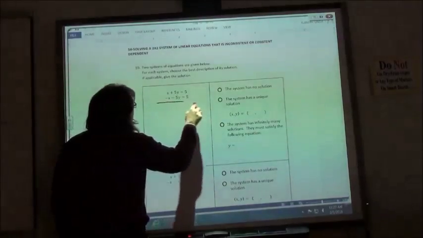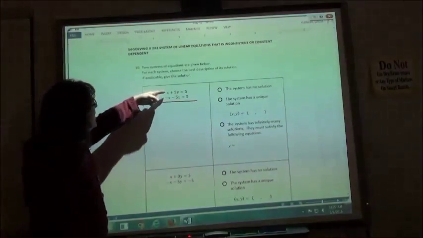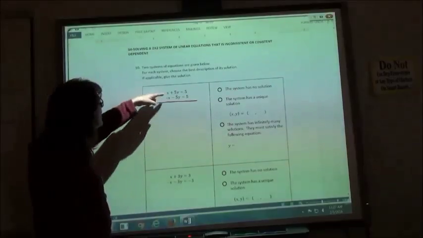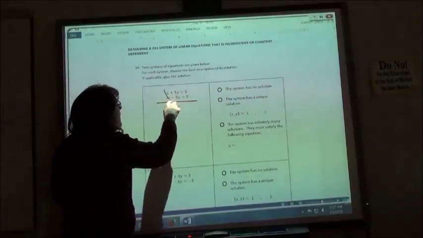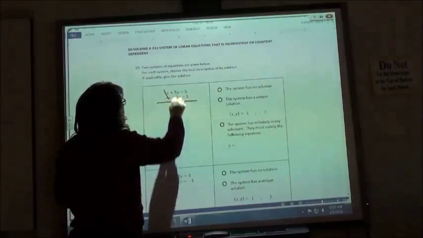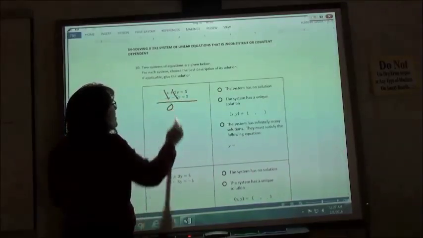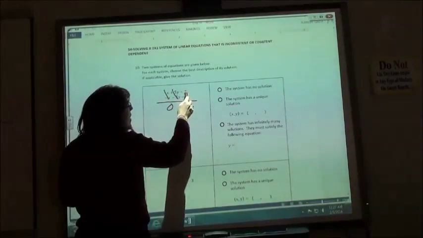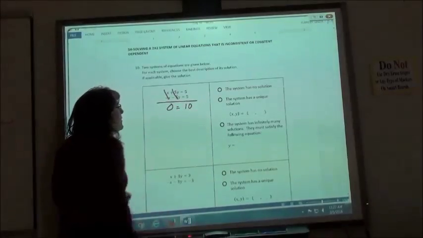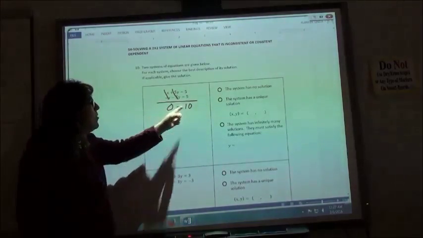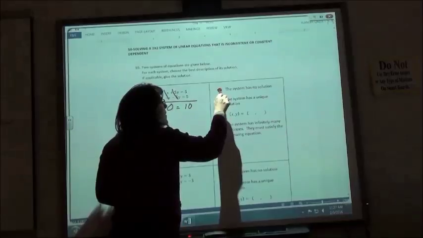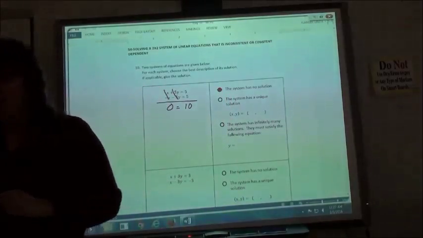So in this case, if I look at this one, I have a negative x and a positive x. They're already going to cancel out. I have 5 and negative 5, which also cancels out. So I get nothing on this side. Over here I have 5 plus 5, which is 10. If I get the answer 0 equals 10, I'm going to have that my system has no solution.